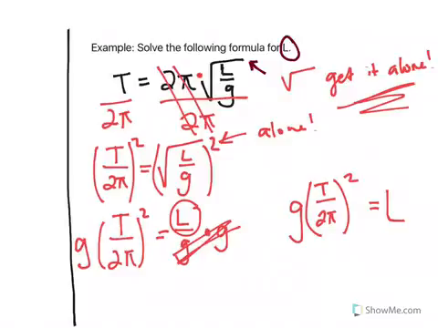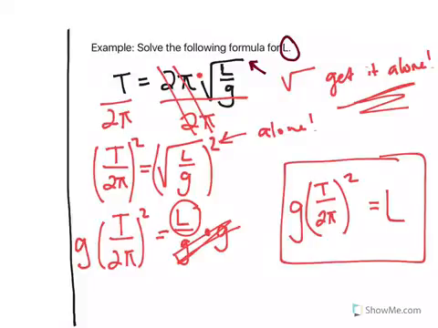You could also distribute the squared using the power law here, but it is okay if you want to leave it just like this. Now, if our word problem had asked us to solve for L, all we'd have to do is find g and t, and plug them in, and we would be done. So now let's look at a word problem.